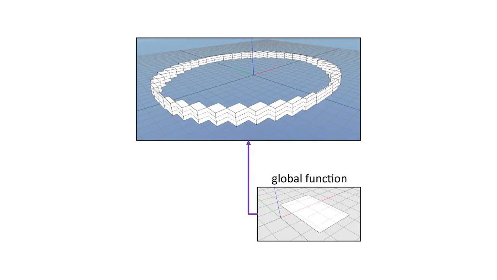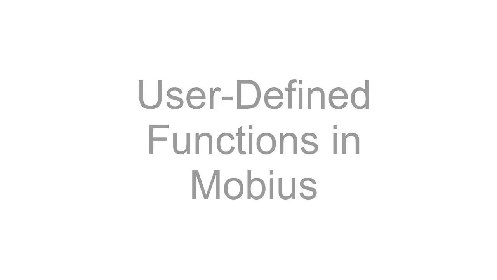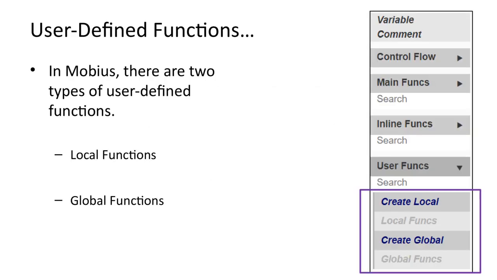In this video, we will look at how flowcharts can be imported as global functions. Mobius supports two types of user-defined functions, local functions and global functions. Let's have a look at each of these.